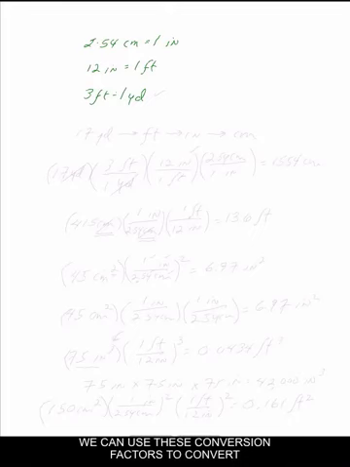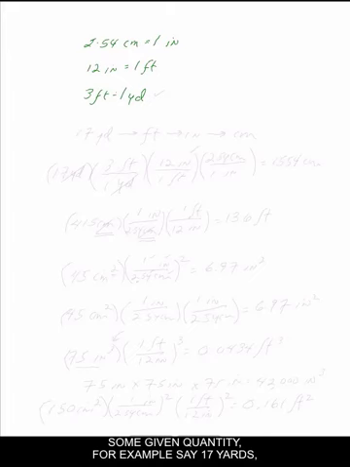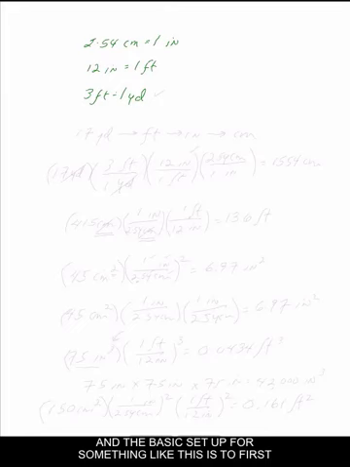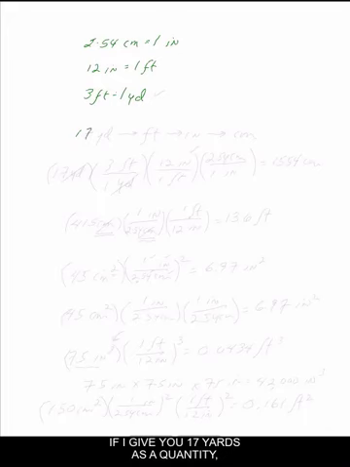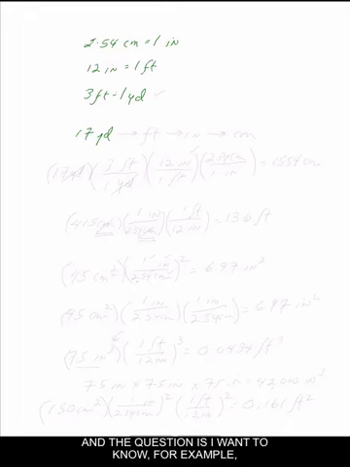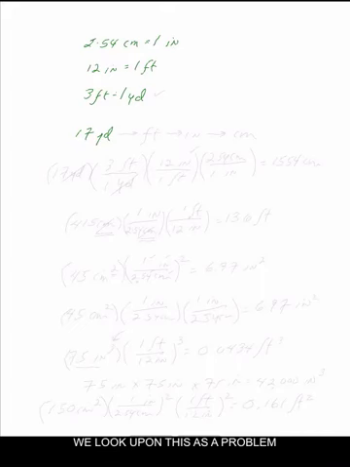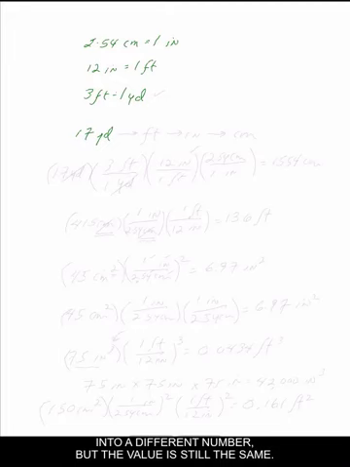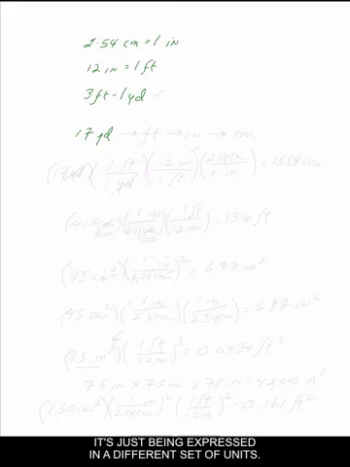And we're going to look at how we can use these conversion factors to convert some given quantity, for example, say 17 yards, into the equivalent number of feet. The basic setup for something like this is to first ask the question, what's the given quantity? If I give you 17 yards as a quantity, and I want to know, for example, how many centimeters this is equivalent to, we look upon this as a problem in which I'm converting the number 17 yards into a different number, but the value is still the same. The quantity is still the same. It's just being expressed in a different set of units.